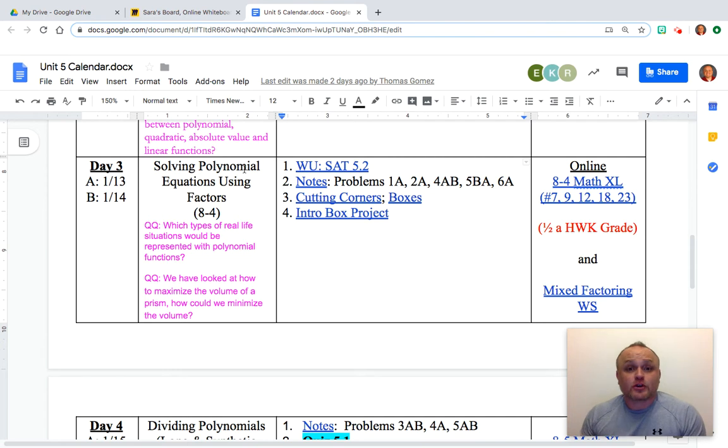Solving polynomial equations using factors, okay? And the quality questions, basically your big overall questions are, which types of real life situations would be represented with polynomial functions? And we have looked at how to maximize the volume of a prism. How could you minimize the volume? Okay, so let's go ahead and begin.